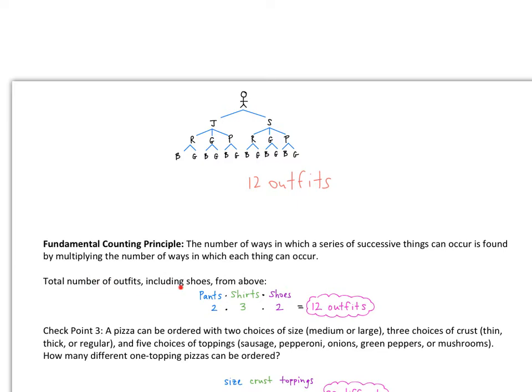So the total number of outfits, including shoes now, is pants times shirts times shoes, or 2 pants choices times 3 shirt choices times 2 shoe choices, for a grand total of 12 outfits.